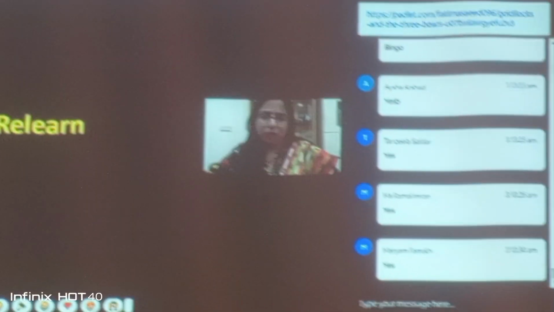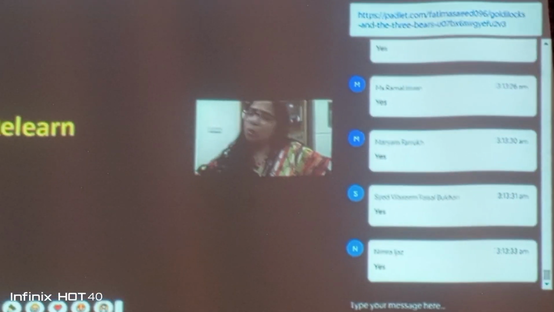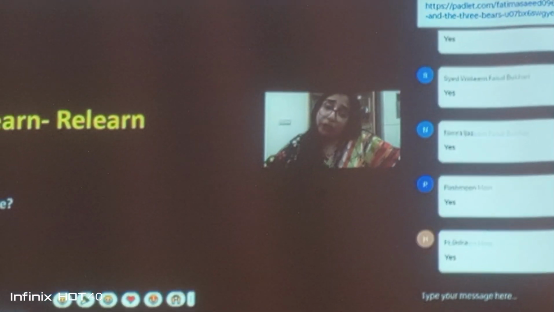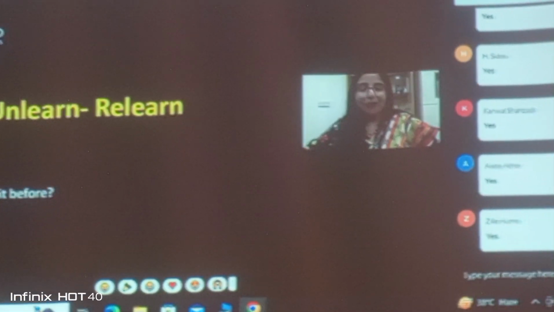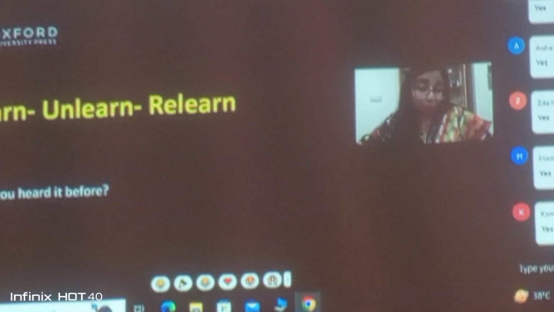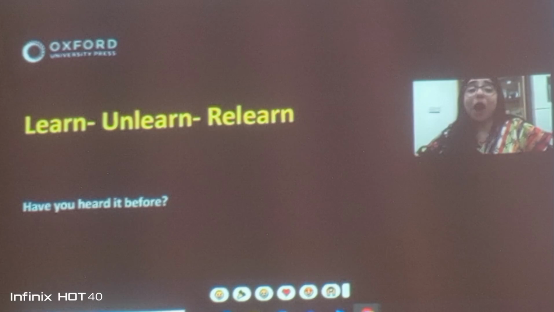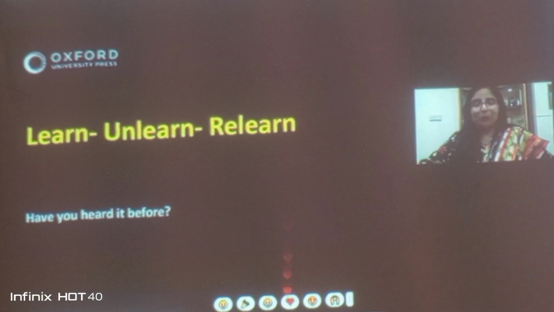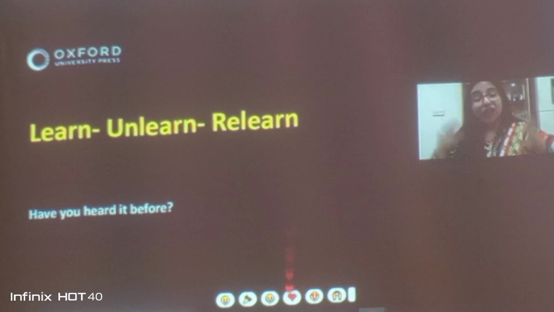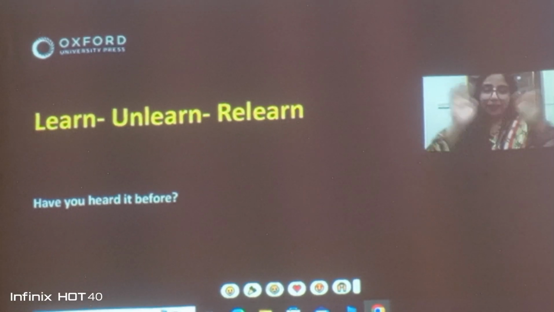You already know what is Bloom's taxonomy, isn't it? आप लोगों को already पता है what is Bloom's taxonomy. You already know how to apply it in your teaching as well. But now you have to unlearn what you know about Bloom's taxonomy. You have to unlearn how you apply it to your teaching so that you can relearn it in a new way. So here, let's have it together.